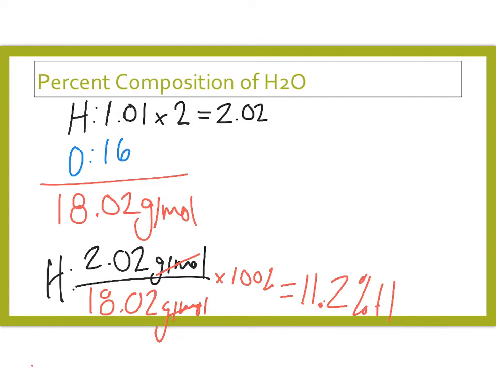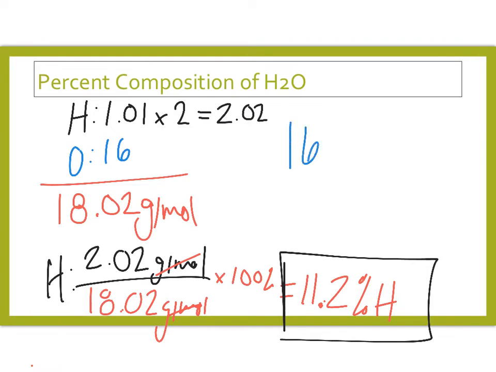So I'll box that off in black to show that's what I'm looking at. And then I'm going to do the mass and the percentage of oxygen in water as well. So I'll do that up here. I'm going to take my 16 grams per mole from oxygen and divide it by the total mass of water.